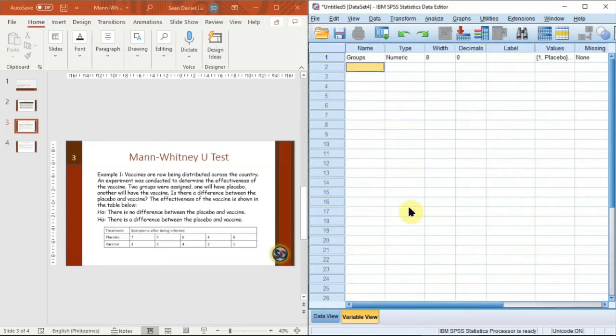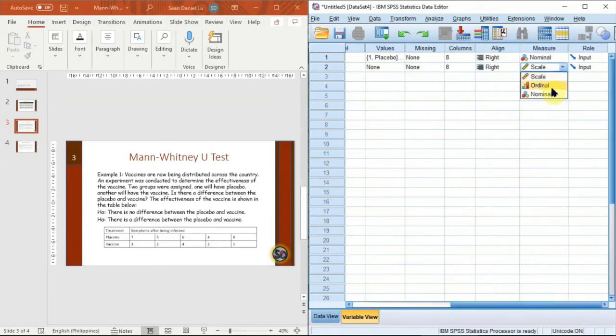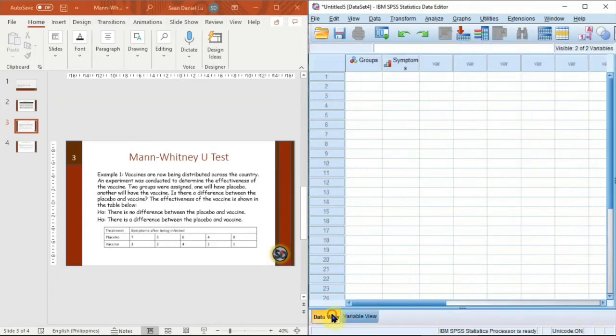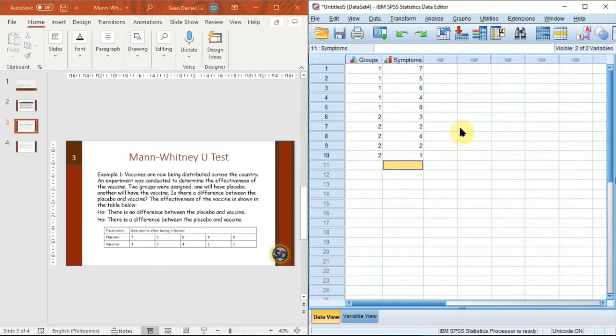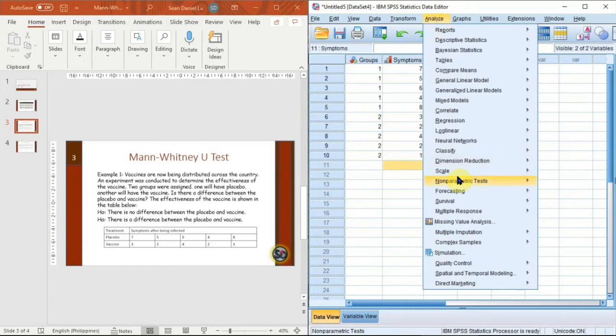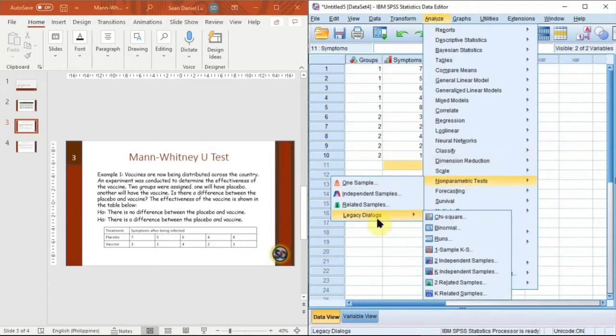Create another variable, symptoms. This would be an ordinal level of measurement. Now let's input the data. For groups 1, for groups 2, 3, 2. Now, to analyze this data, go to Analyze, Non-Parametric Tests, Legacy Dialogues.